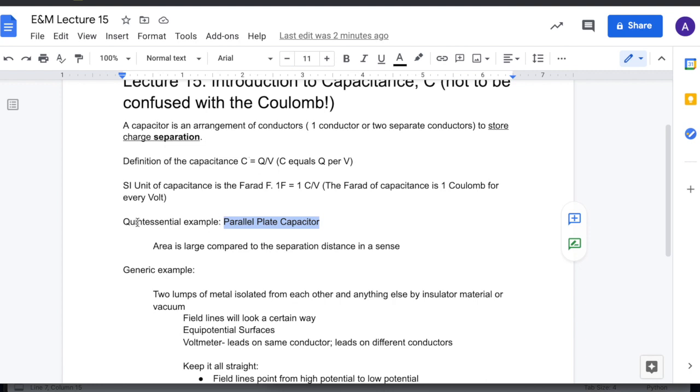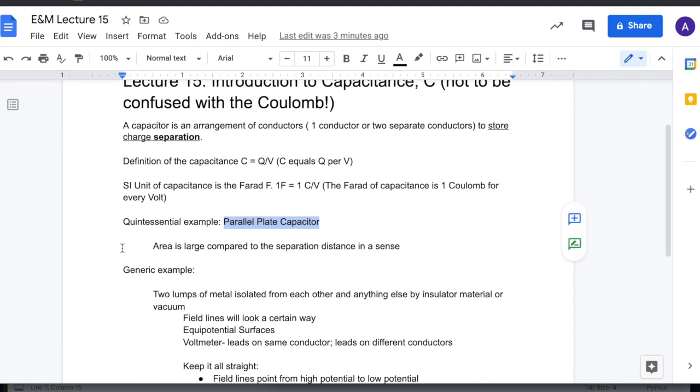And the quintessential example, maybe it's arguable if this is the simplest arrangement of conductors, but the parallel plate capacitor is an example of a simple situation where it's actually quite easy. Even if you don't know the charge or the voltage, actually you need to know both the charge and the voltage to calculate the capacitance. But if you don't know either, you can actually still calculate the capacitance. And so I'm going to show you this quintessential example.